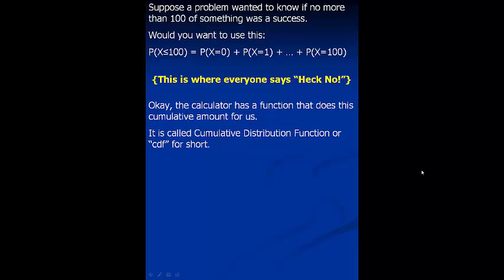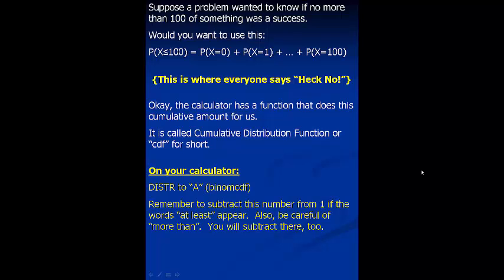So you go to the calculator, and you're going to go to Binom CDF. And now this is where you have to pay attention. Are we going to the left or to the right? Remember, if you're going to go to the right, if it says at least or more than or greater than, you have to be careful, because just as we did in normal CDF, you're going to have to subtract it from 1. Because you know all the probabilities add up to 1.